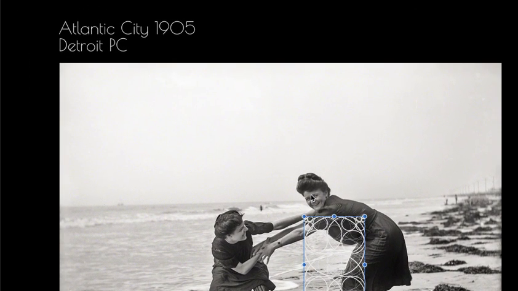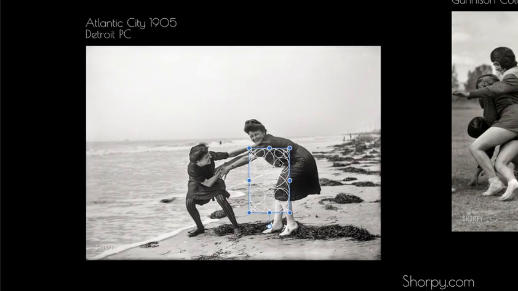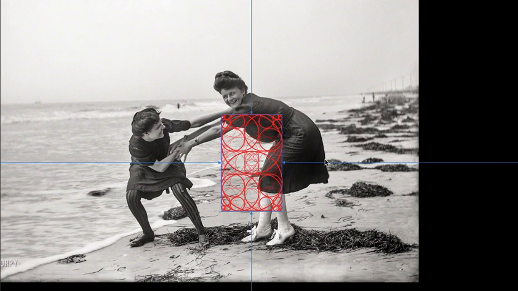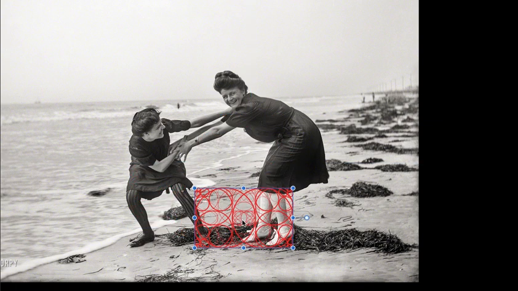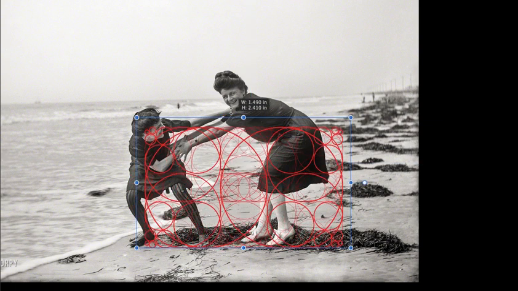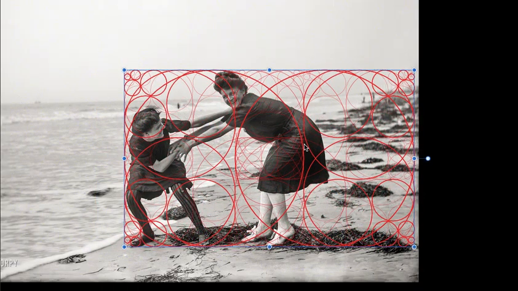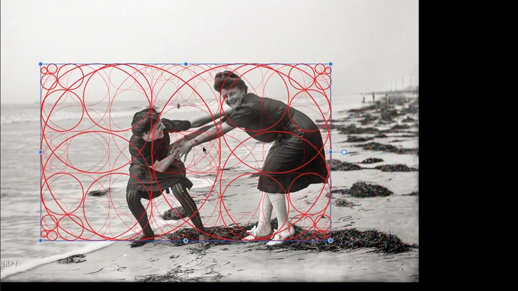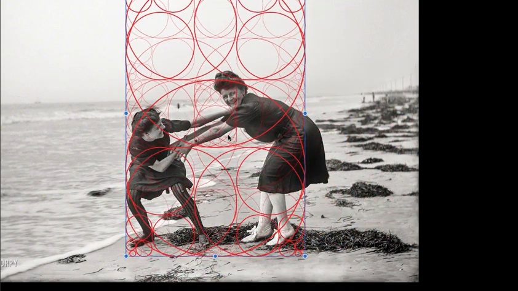And we can explore these two women having a great time in Atlantic City in 1905. Down by the beach, carrying on. Nice. And we'll look for a basic Phi rectangle here somewhere. So from the top of her, be about that. So not exactly a Phi rectangle.